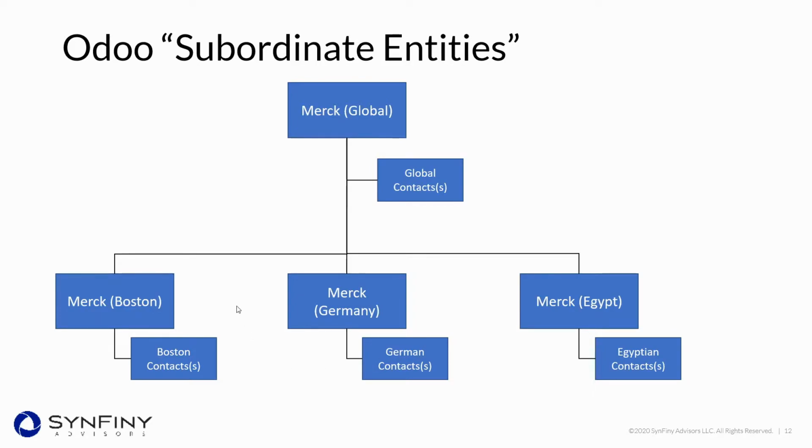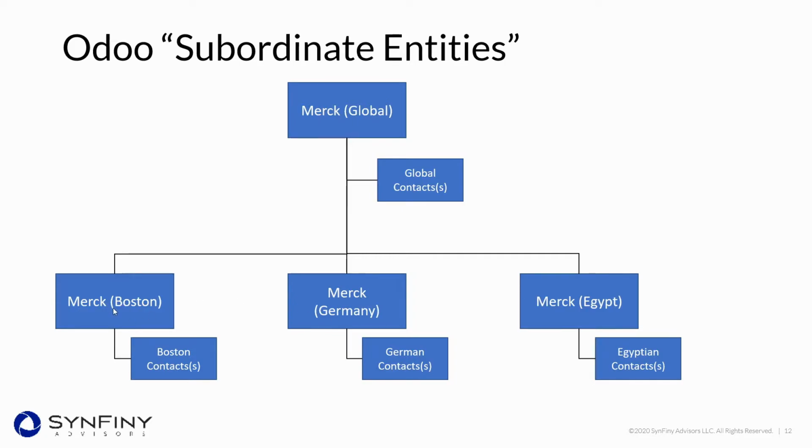Then their headquarters is located in, I want to say, New Jersey, and we have a contact there. And so underneath Merck has a one-to-many relationship with all of its subordinate entities. Underneath Merck are people that work at that headquarters location. And then underneath Merck are also other locations that are subordinate to Merck headquarters or Merck Global.